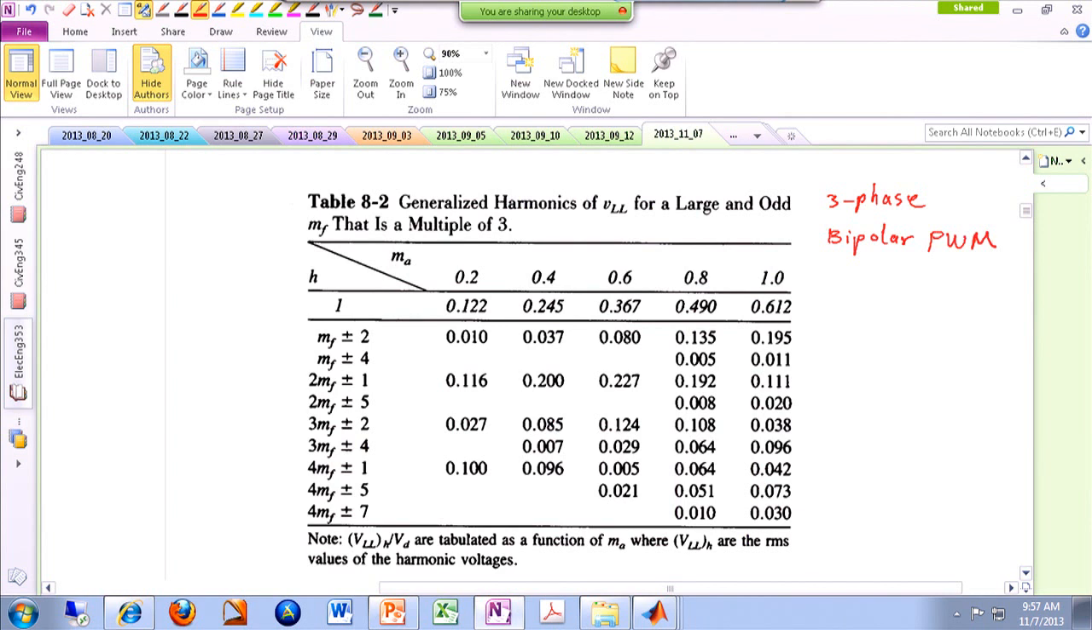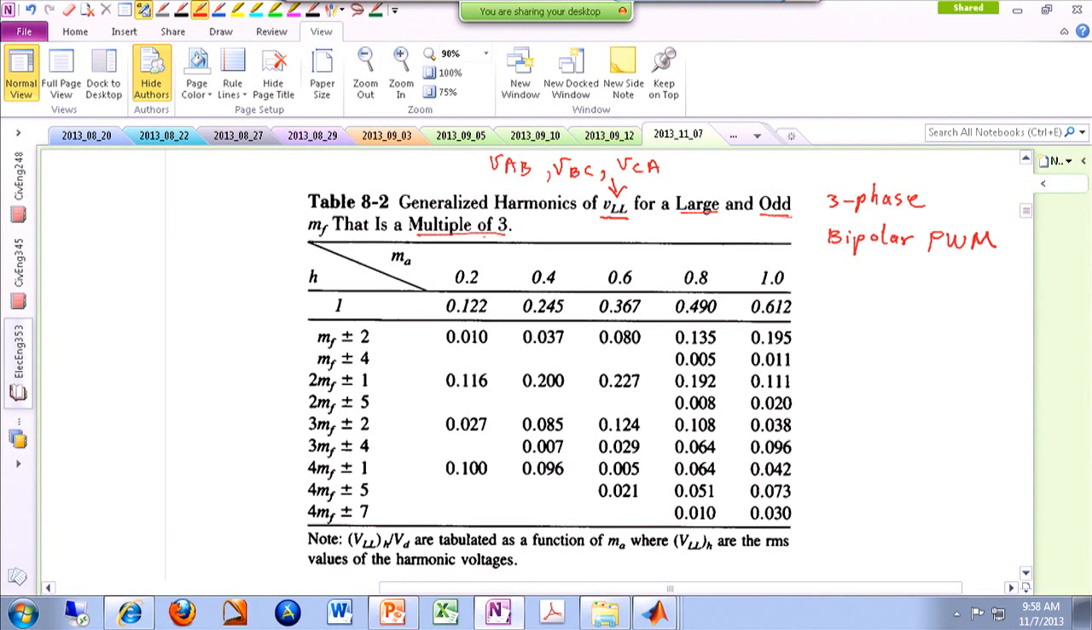The other thing is that the numbers you see here reflect the magnitude of the line-to-line voltages, not line-to-neutral voltages. Line-to-line voltages are like VAB, VBC, or VCA. And again, the assumption is mf is an odd number. It's large, and it's a multiple of 3, and we already argued why. So odd, large, and a multiple of 3, for instance 15 or 21.